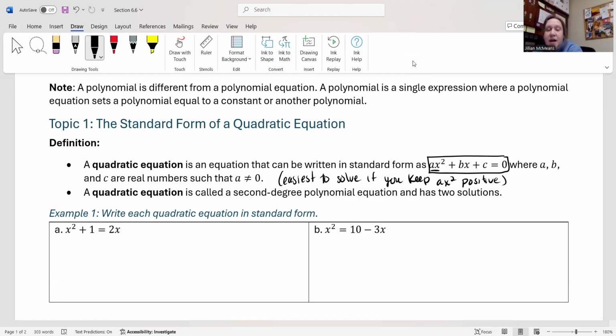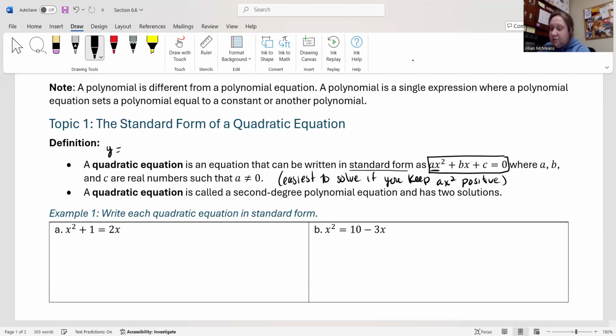Now, a quadratic equation is called a second degree polynomial equation, and it does have 2 solutions, so that's going to be a new thing. And we'll investigate that a lot more when we get into chapter 9. When we get into that chapter on quadratics, we're going to talk about the graph of a quadratic, and really what we're doing is we're technically finding x-intercepts. So when we talk about standard form of a quadratic equation, we set it equal to 0 because really what we're secretly doing is we're finding our x-intercepts.